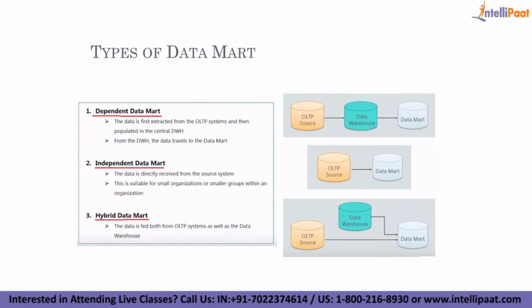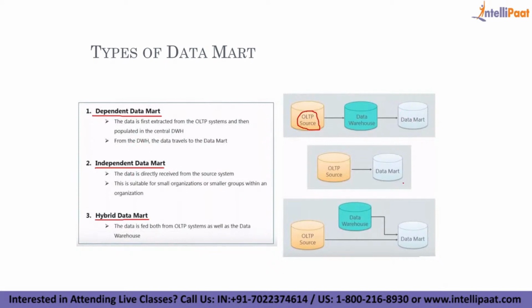So what is meant by a dependent data mart? Here we have OLTP systems, and from the OLTP we move the data to the data warehouse. From the warehouse we fetch the data for our data mart. This is called a dependent data mart, because the data mart is dependent on the data warehouse. The data is first extracted from the OLTP system and populated to the central data warehouse, and from the warehouse the data travels to the data mart.